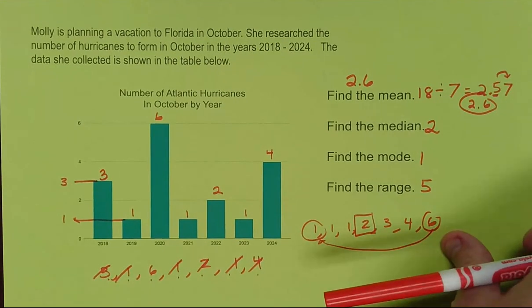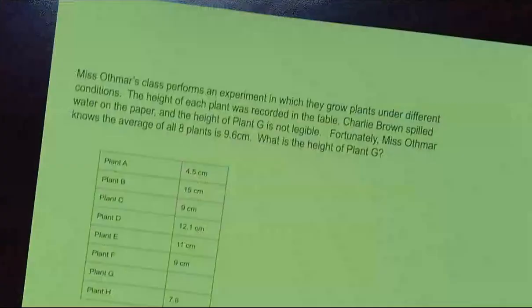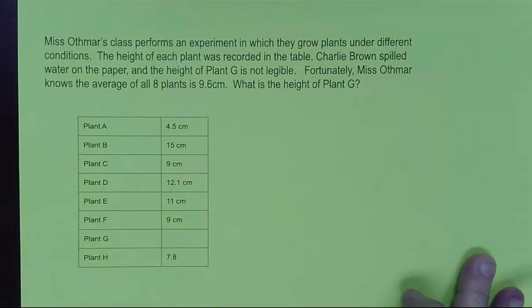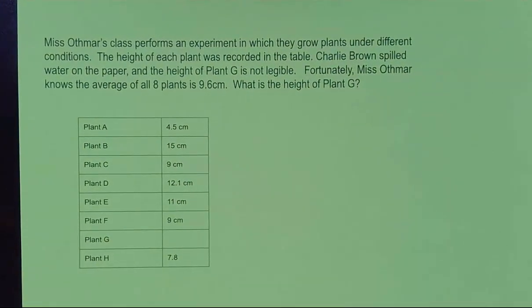Now, one last thing that they will ask you to do, and this one always gives students trouble, is when they ask you to find some missing data. So, for example, this question, students get really good at finding the average and finding the mean, but in this case, it's not what we're asked to do.